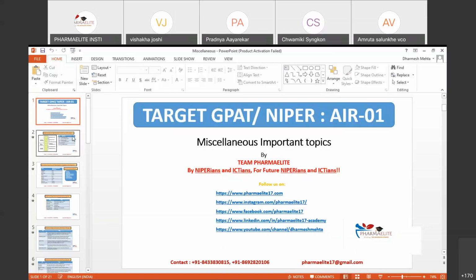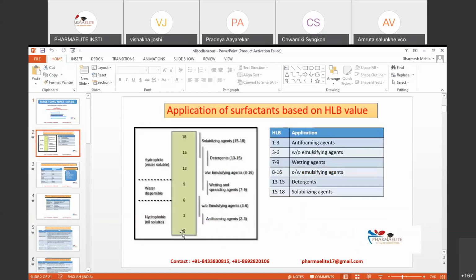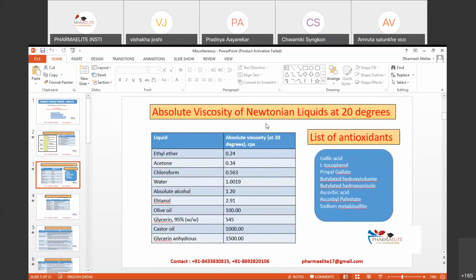Now, this miscellaneous important topics basically mean that there are a lot of topics from different chapters where the entire chapter is not important, but some part of that chapter is important. Like we are doing emulsions now. In case of emulsions, we saw the Griffith scale. What is the HLB range it is applicable in? You have the viscosity of Newtonian liquids at 20 degrees. They straight away have questions on viscosity of Newtonian liquids at 20 degrees. Question can also be on dielectric constant of solvents at 20 degrees.